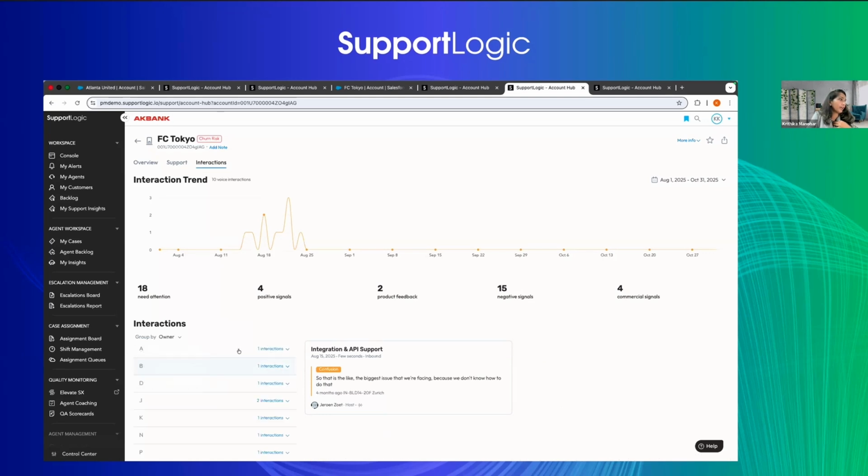So I can here group it by owner and I can see that, okay, AJ Brown has had an interaction where there's been some confusion. So I can go work with AJ Brown on this particular conversation.